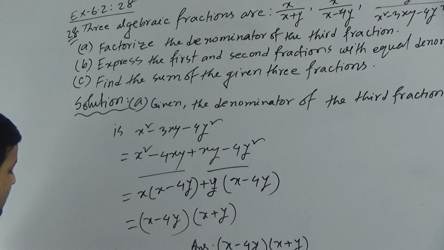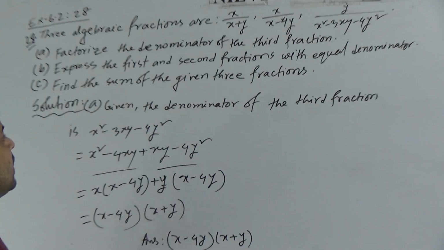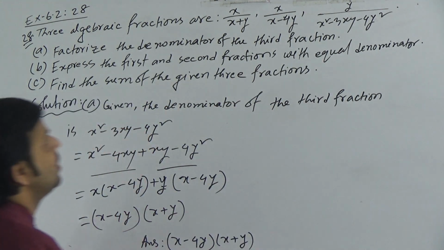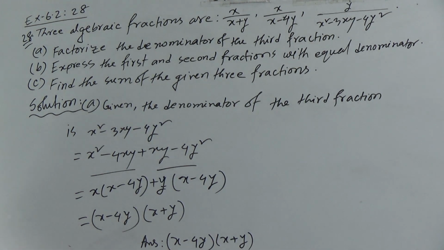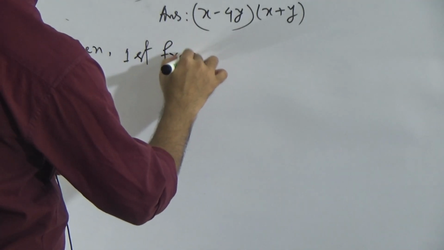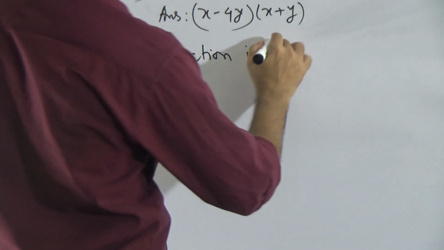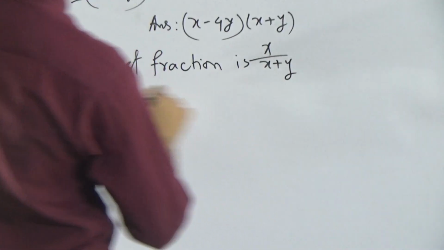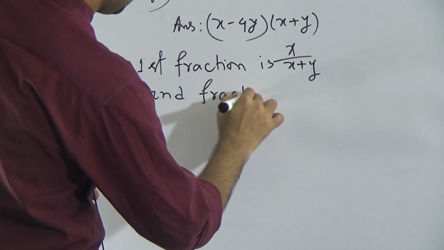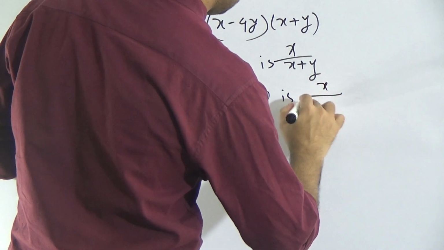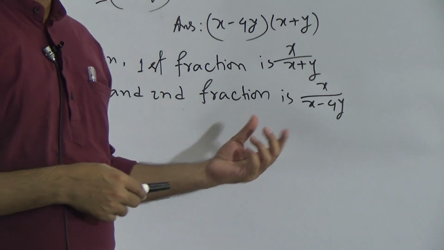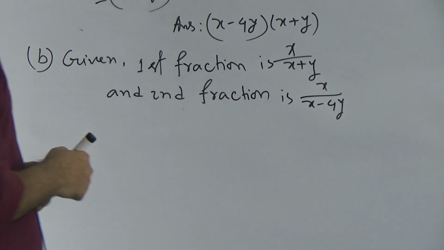Now I have to solve question B. What is question B? Question B is express the first and second fractions with equal denominator. So we have to write the first and second fraction at first. Given first fraction is x by x plus y, and second fraction is x by x minus 4y. These two fractions are given. We have to express these two fractions as fractions with equal denominator, means common denominator.